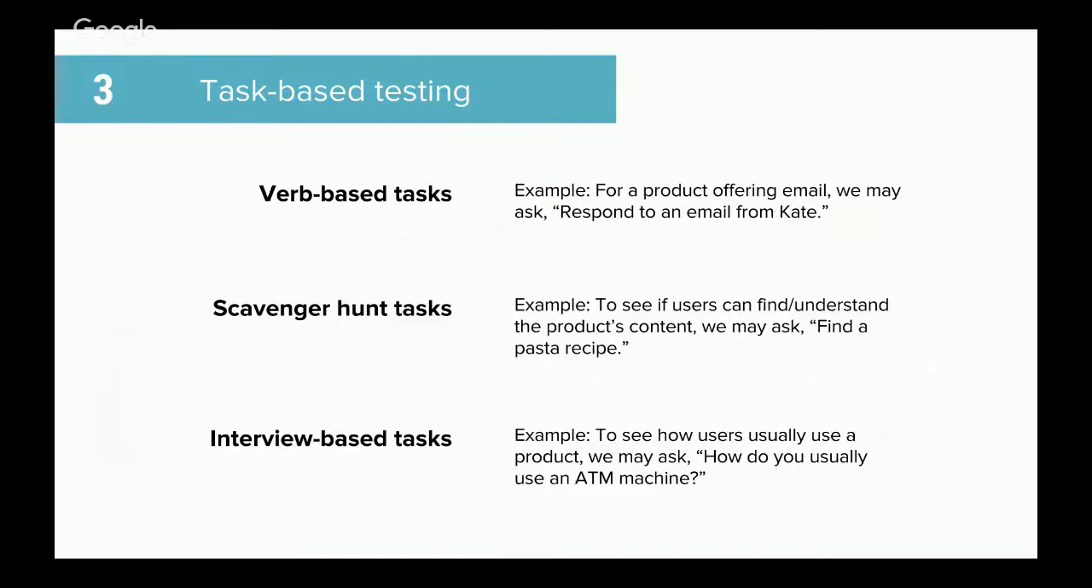With interview-based tasks, at the beginning of the test, we interview users typically to get a better idea of how they use a product. For example, if you're evaluating an email system, you might start by asking users specific questions like, show me how you usually use email. That way we see how they use the product. In practice, we often combine all 3 types of tasks in any given test.